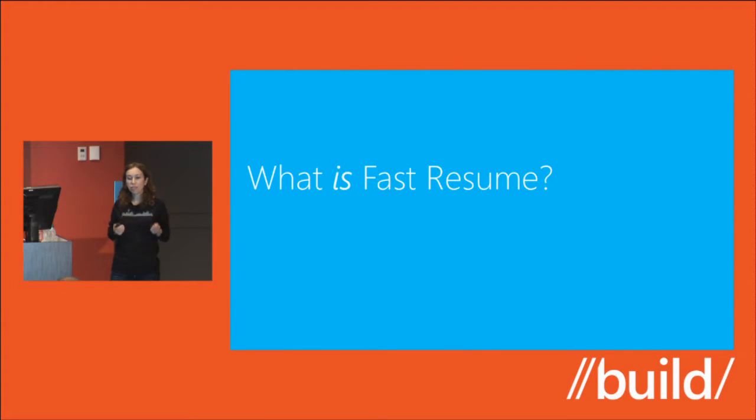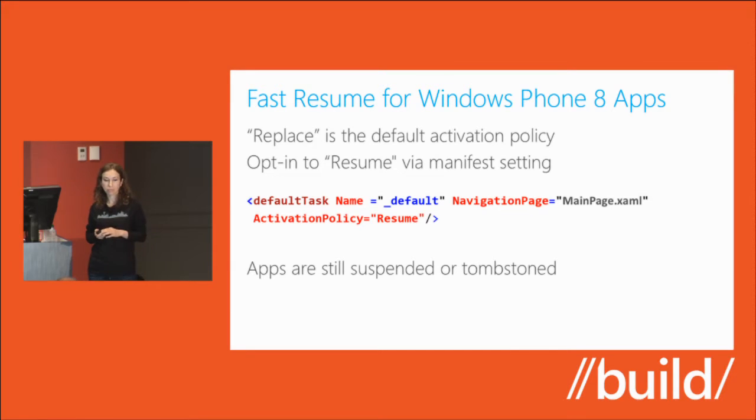So this is where fast resume comes in. Fast resume is the activation policy that enables applications to resume when being relaunched from start, instead of being replaced, where the existing application instance is terminated and a new application instance is created. Fast resume is applicable for location tracking applications, but not only. Any application written for 8.0 can opt into the fast resume model, and the way they do that is by adding a manifest attribute called activation policy resume.